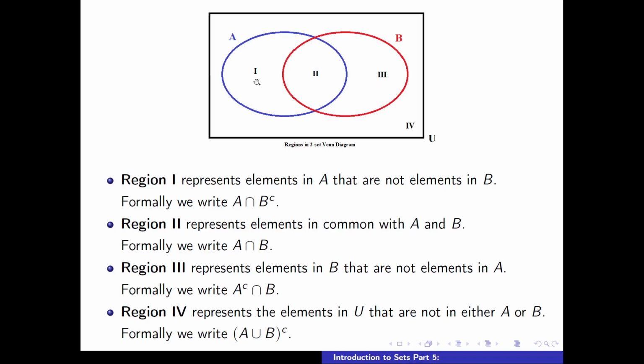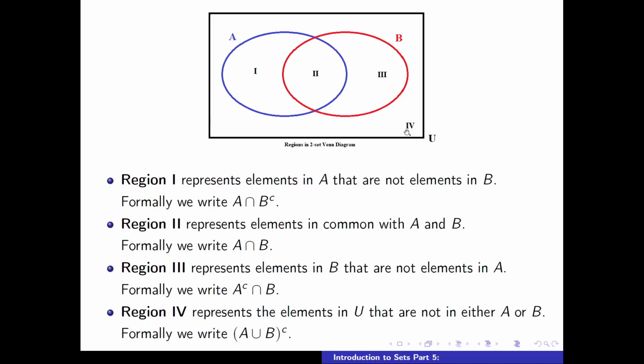Region 3, similar to region 1, is elements that are contained in the set B, but are outside of the set A, right? So inside this ellipse, but outside of the other ellipse. So inside set B, outside of set A. And we formally write that as the complement of A intersect B.